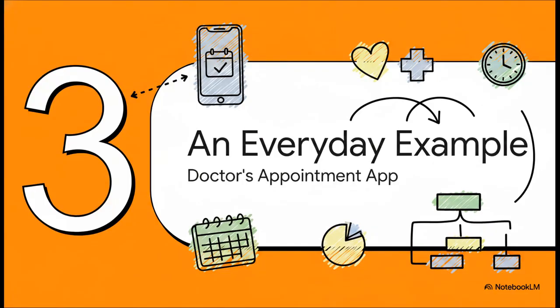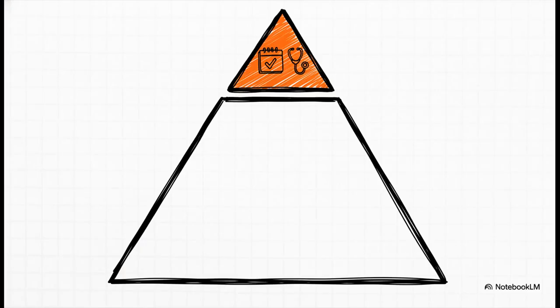Now, I know that might sound a little bit abstract, so let's make it real. We're going to use this exact method to design a simple app for booking a doctor's appointment. This is a perfect way to see the process in action. So here's our step 1. What's the one-sentence mission for our app? Simple. Make an appointment with the doctor. It's clear, it's concise, and it's straight to the point. This is the very top of our pyramid.